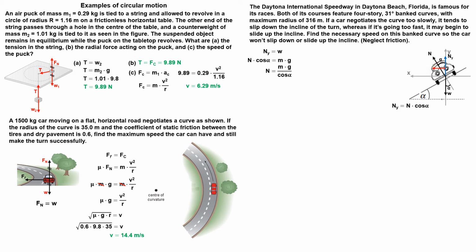So it follows that the radial component of the normal force must supply the needed centripetal force in order for the car to move in a circular path. Substituting the expression for the normal force and cancelling the m, we can get the speed required.